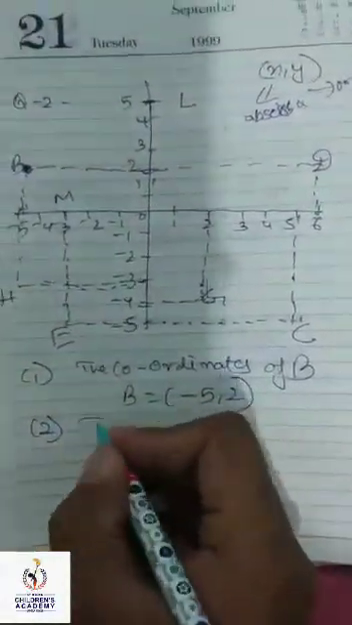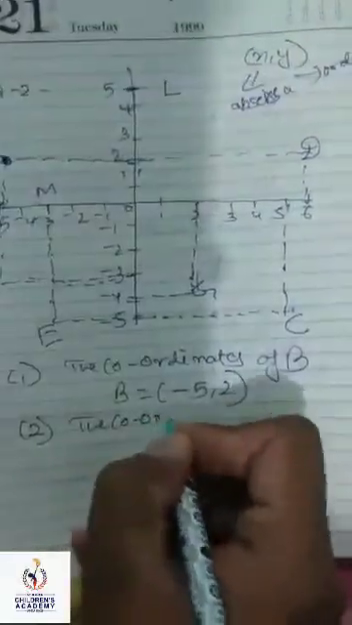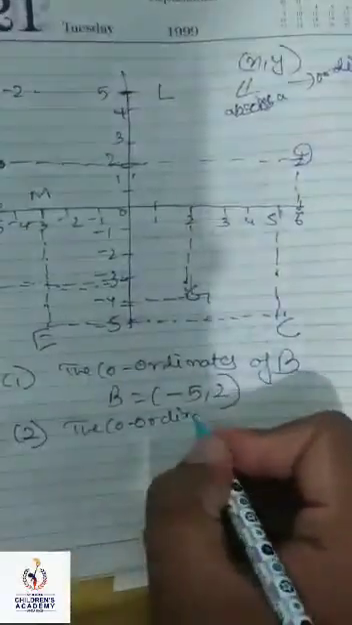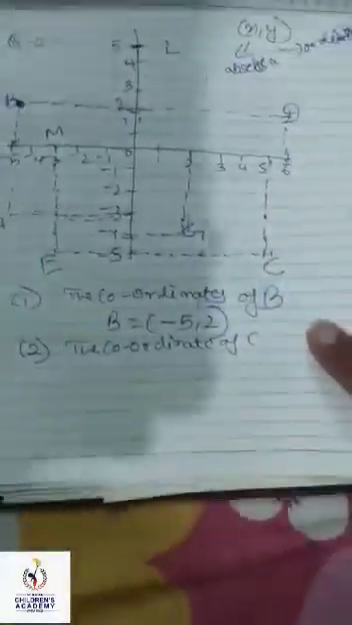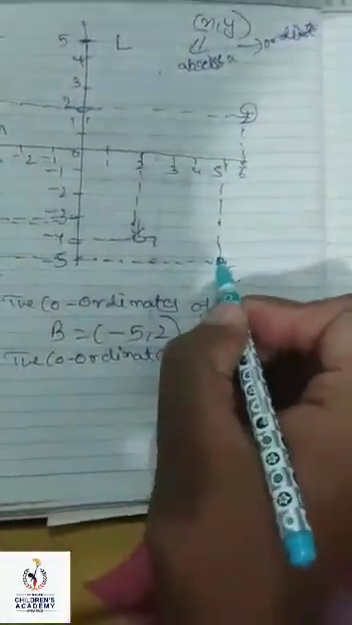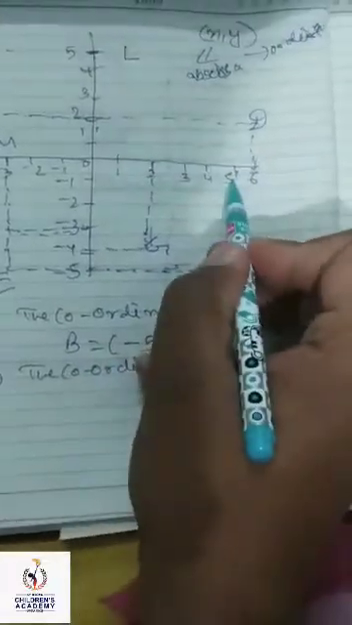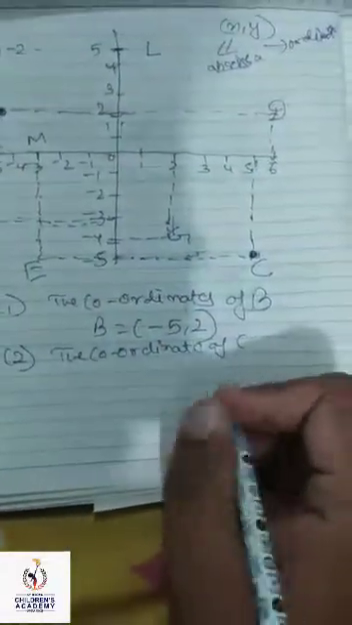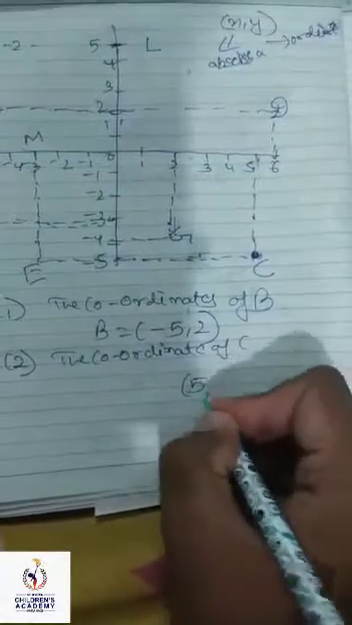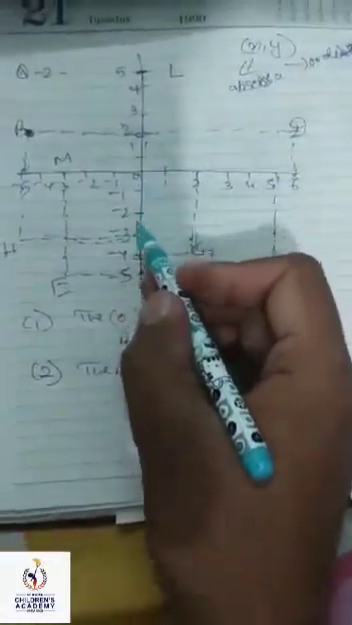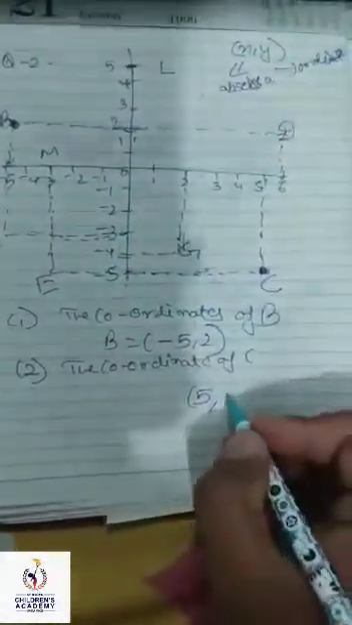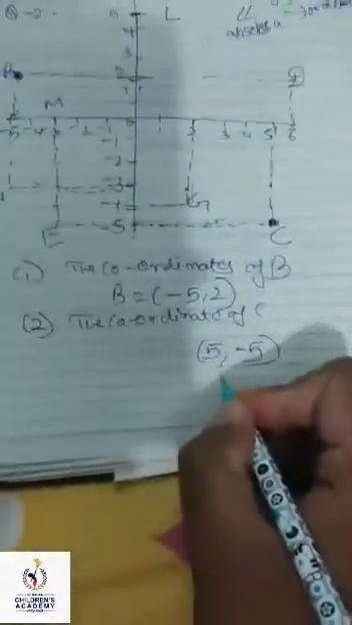Second part of the question, the coordinate of C. Okay, so let's see where C. Here C. So in x-axis C is 5. Okay, in x-axis C is 5, and let's see in y-axis. This is y-axis. Y-axis is -5. So coordinate of C will be 5 and -5.